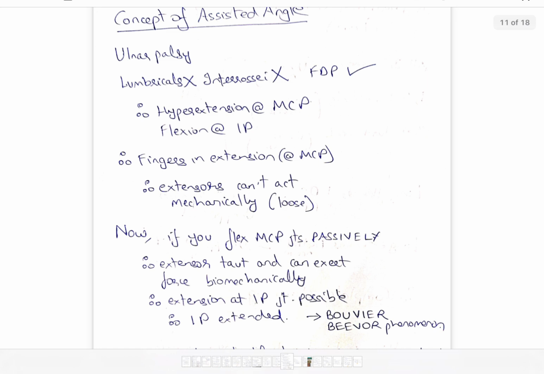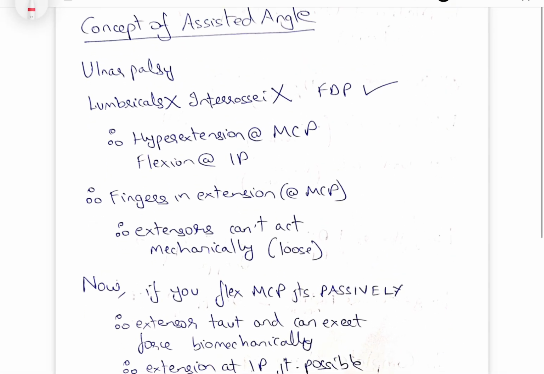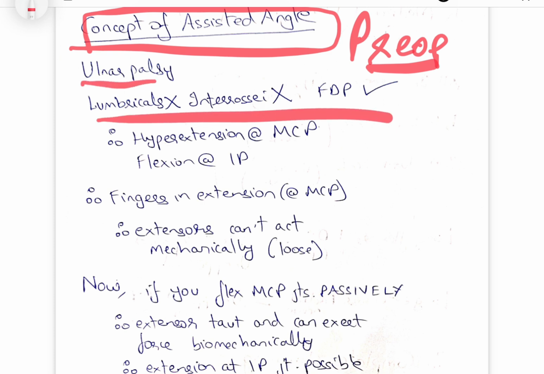Okay. So now similar to this, we have a very interesting concept of Bouvier's test. So this is a part of pre-op evaluation. There are 2-3 factors which help us in deciding the management pre-operatively. Okay, so this is a very interesting concept. Let us discuss it. So as we discussed, in ulnar nerve palsy, what happens is lumbricals and interossei are gone, FDP is intact. So due to all these conditions, there is hyperextension at the MCP joint and flexion at the IP joint. Am I making sense? The Duchenne's sign.